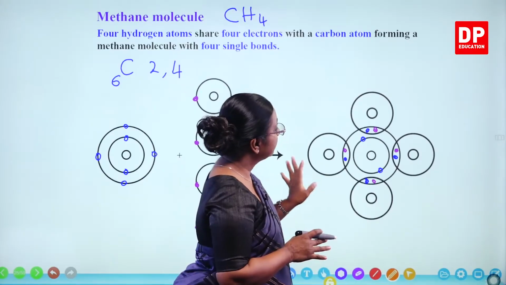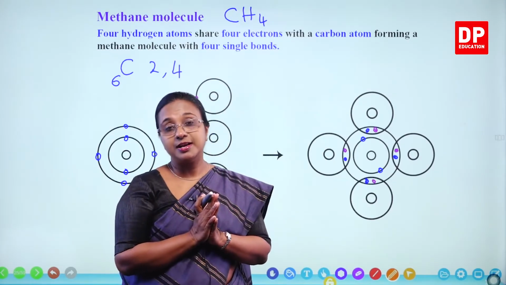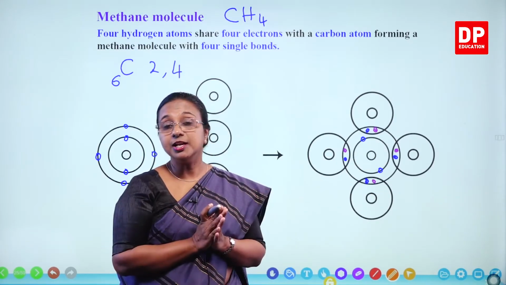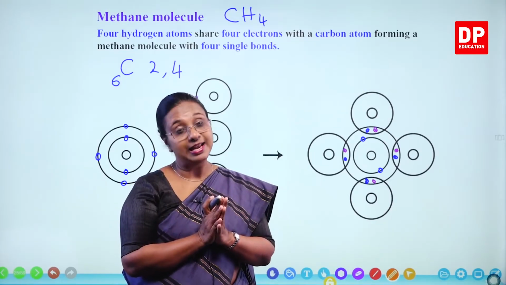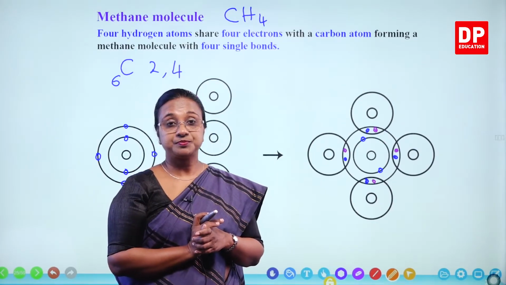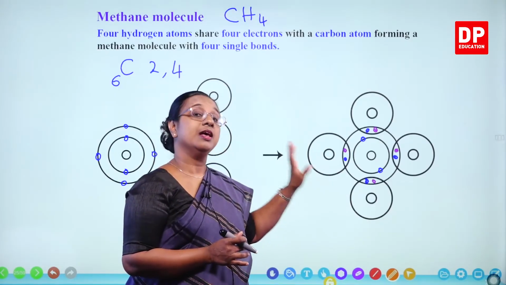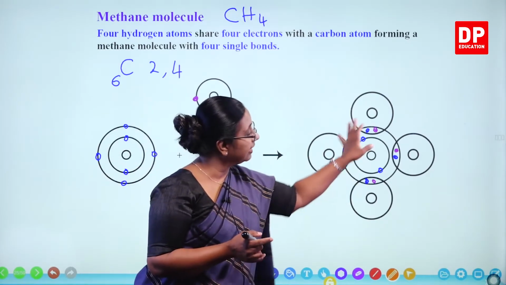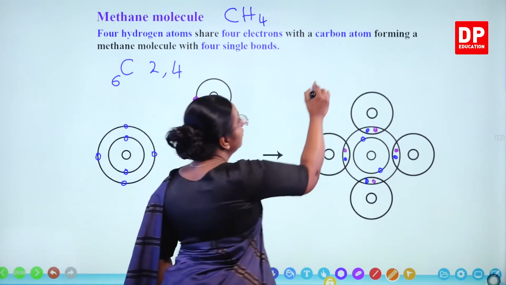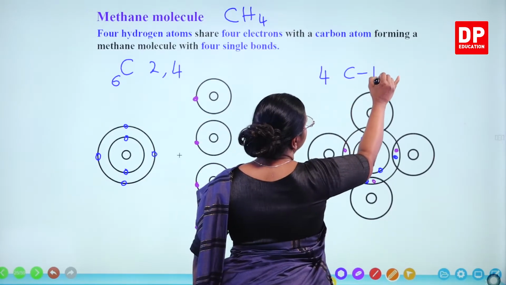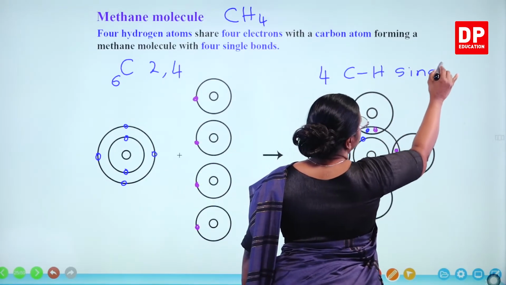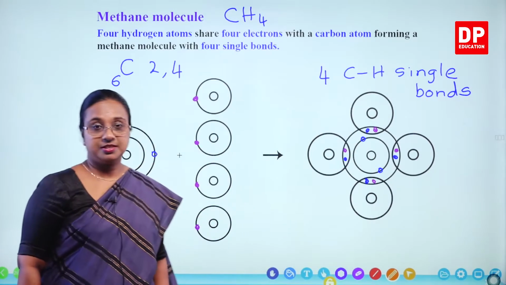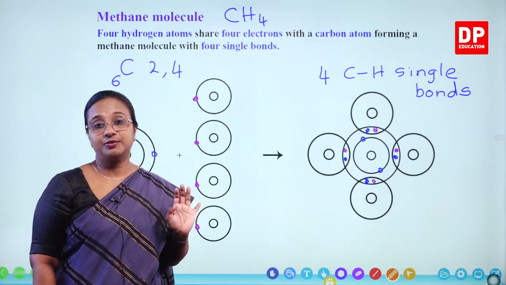Now in this, there are only 4 carbon-hydrogen bonds. And if you look at carbon, there are no non-bonding lone pairs. All are bond pair electrons. Is that clear to you? So this is a difference between both water and ammonia. They had lone pairs. But methane, there are no lone pairs. Only 4 carbon-hydrogen single bonds. Is that okay, students? So that is the methane molecule.